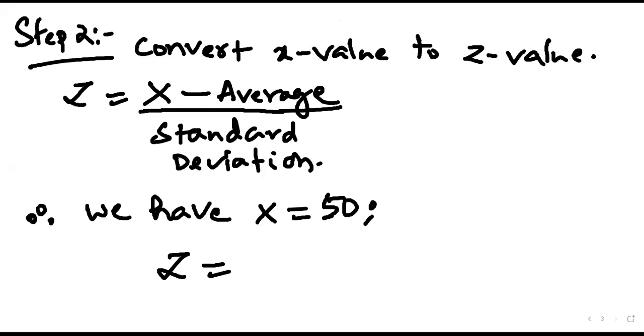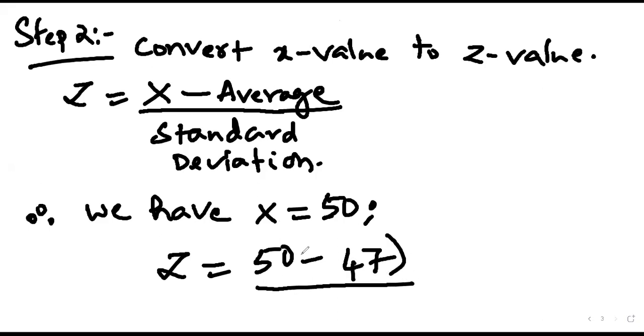Zero point 0.86. Any other answers? 0.859. A minus 47 divided by, what is the standard deviation? 1.9. 3.49.